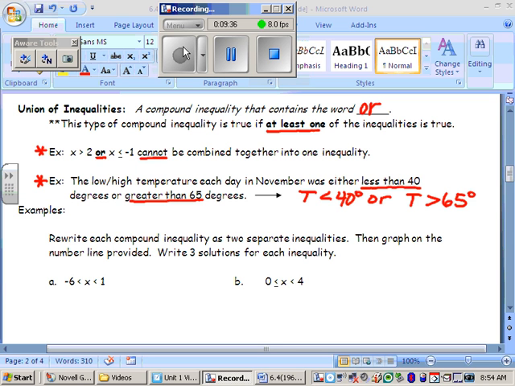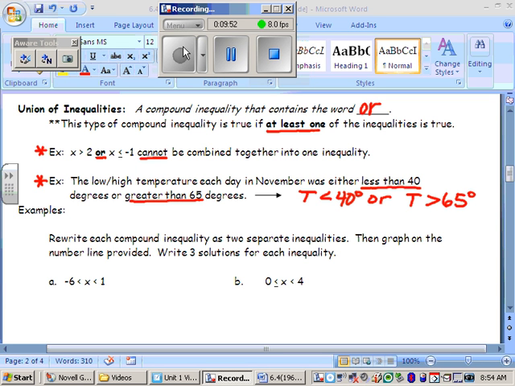So because, again, there's no intersection in the solutions, less than 40 and greater than 65 do not share any common solutions, we cannot write them as one compound inequality. It must be written as two, as I did in this problem.